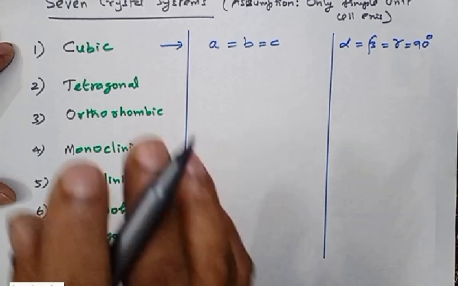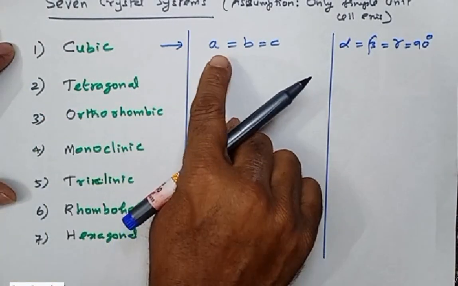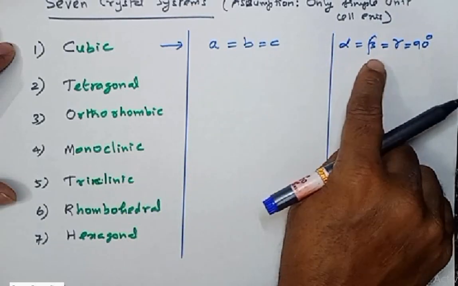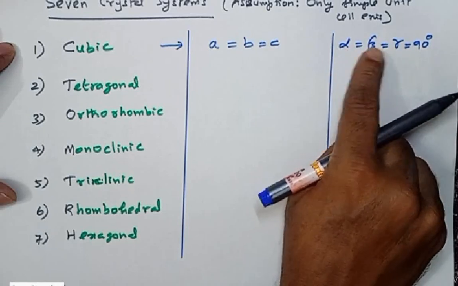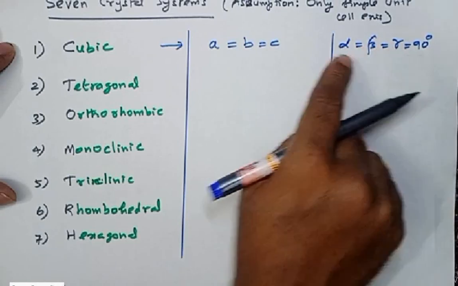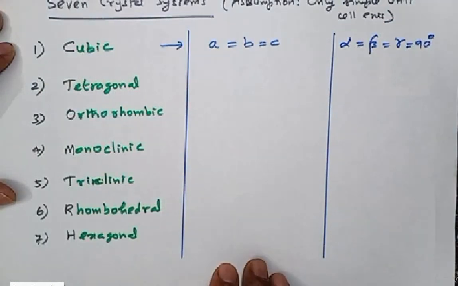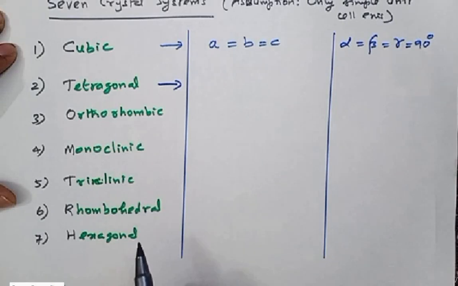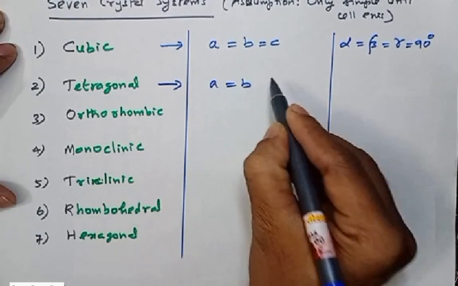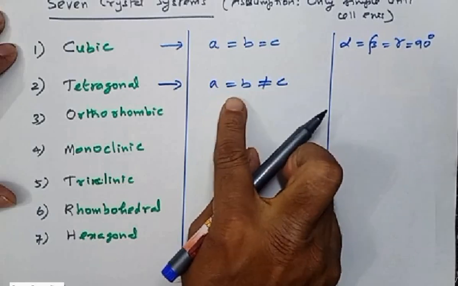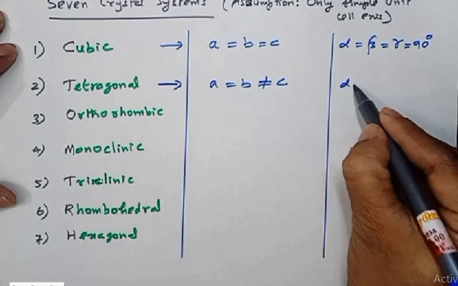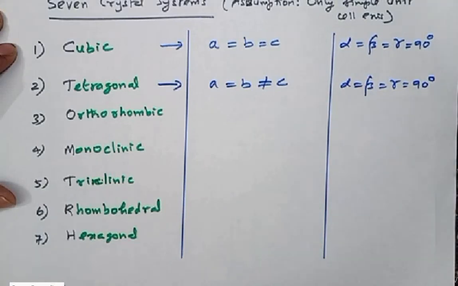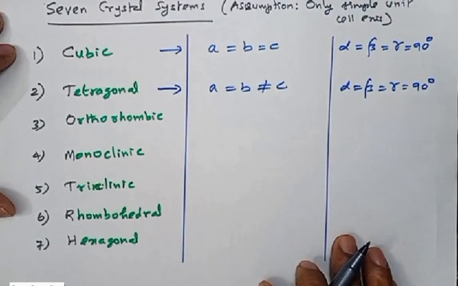So you take any unit cell, if the intercepts are equal and if all the angles alpha, beta, gamma are equal to 90 degrees, then that unit cell is called a cubic unit cell. Then what is meant by tetragonal? In tetragonal, listen, A equal to B but not equal to C. Two sides are equal, one side is not equal, and alpha equal to beta equal to gamma equal to 90 degrees. No change in this. It is something similar to cubic.